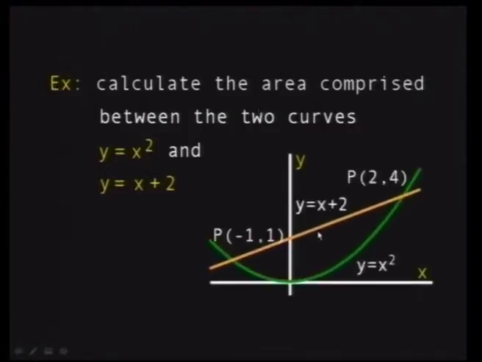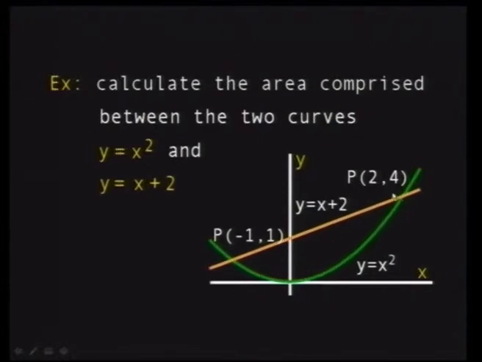For example, you want to calculate the area comprised between the two curves. Here you have a straight line, y equals x plus 2, and here you have a parabola, y equals x squared, and you wish to calculate the area of this region. So what you do is, this is f of x, and this is g of x. So the area is equal to the difference between f of x and g of x, and you integrate between the 2 points here.